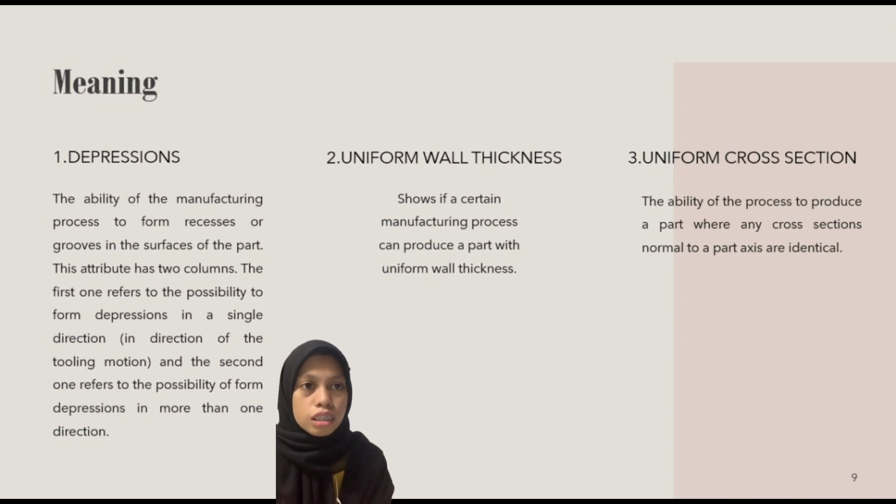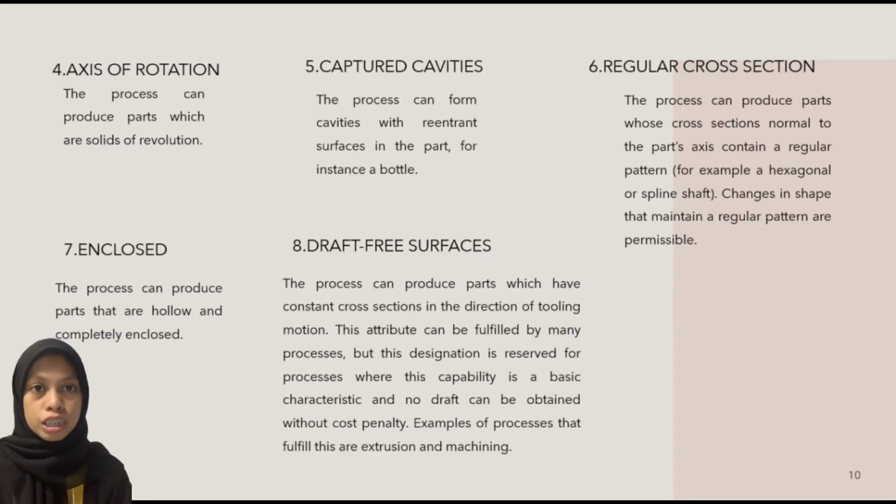And the second is uniform wall thickness, which shows if a certain manufacturing process can produce a part with uniform wall thickness. The third is uniform cross section, the ability of the process to produce a part where any cross sections normal to the part axis are identical. Fourth, axis of rotation. The process can produce parts which are solid of revolution. Fifth, captured cavities. The process can form cavities with re-entrant surface in the part, for instance, a bottle.